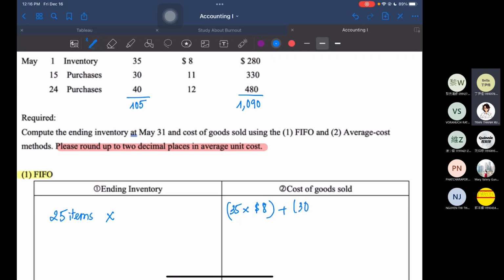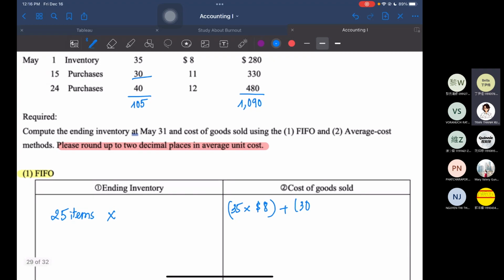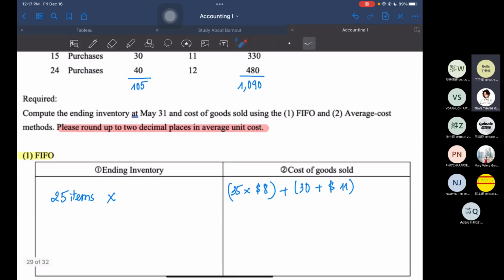So in the second purchase, I have 30 items, so I take 30 times 11. Sum up the two numbers. It hasn't reached 80 yet, so what do I need to do? I'm taking from the order. I only need to take about 15. The unit price is 12.